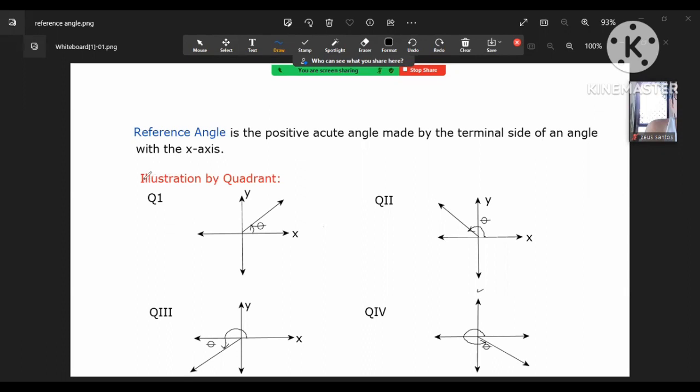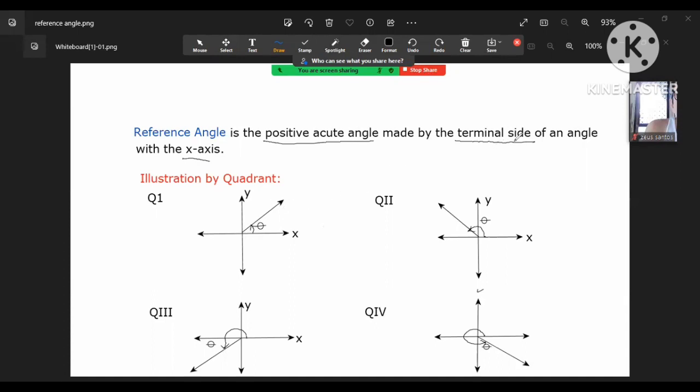So let's start with the definition. Reference angle is the positive acute angle made by the terminal side of an angle with the x-axis. So take note of the keywords: we have the positive acute angle, terminal side, and x-axis. Importante yung tatlong yan, kasi diyan natin kukuhanin si reference angle.